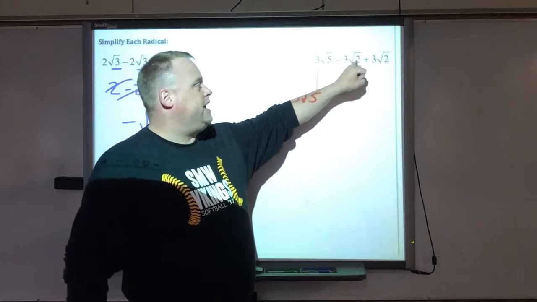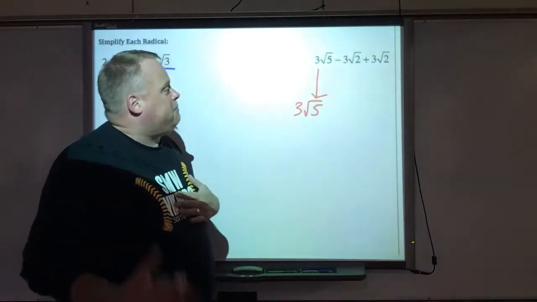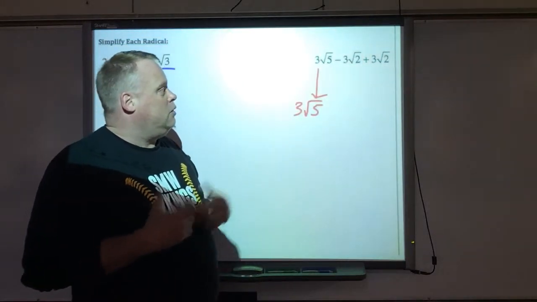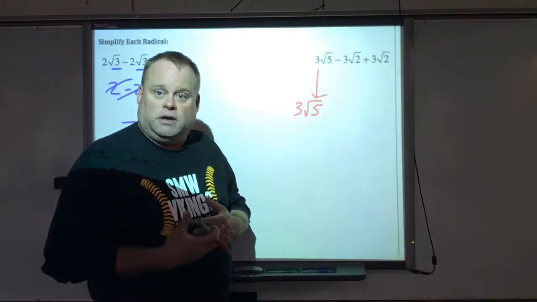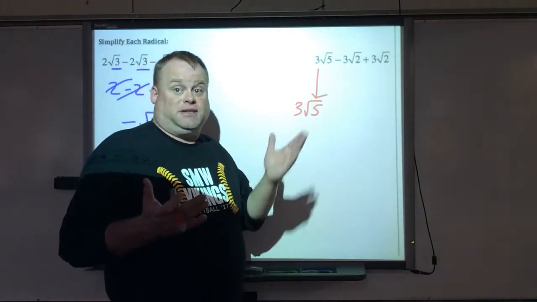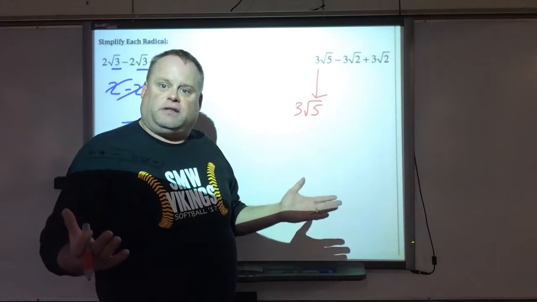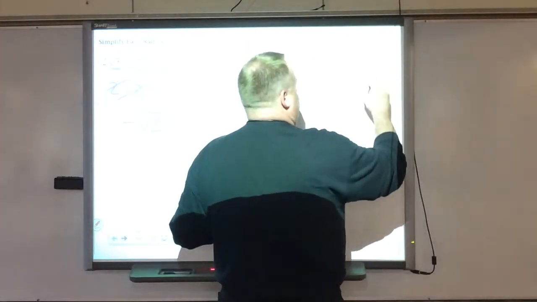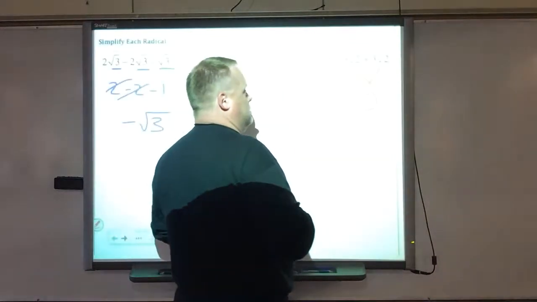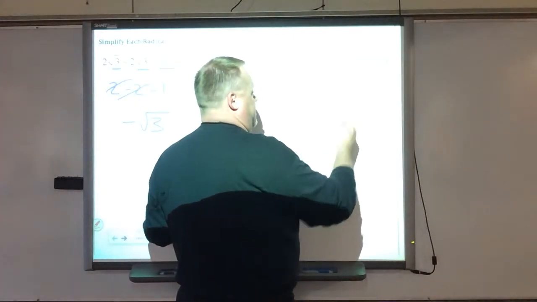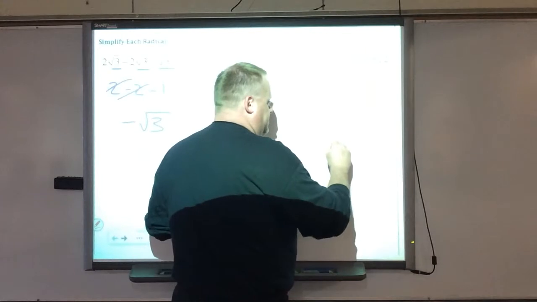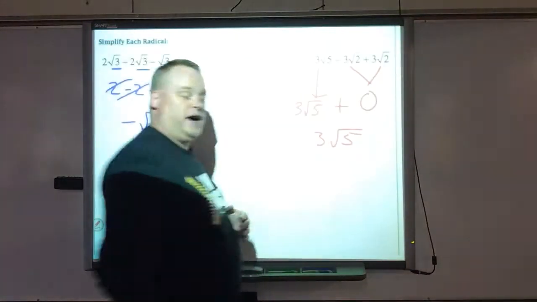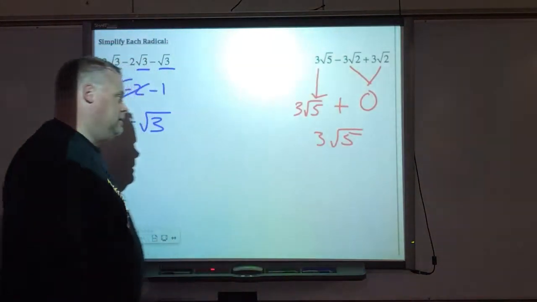Now I'm going to deal with the negative 3 square root of 2 and the positive 3 square root of 2. What's negative 3 plus 3? Another way to say that is 3 plus a negative 3. There's nothing left, right? So the reality is this right here gives me 0. So 3 square root of 5 plus 0, really, that's just 3 square root of 5. All right? Let's do some more.